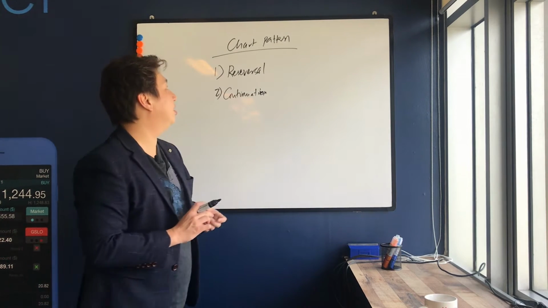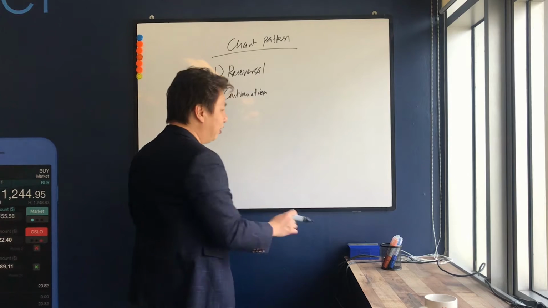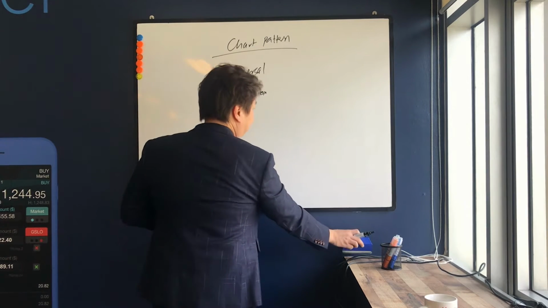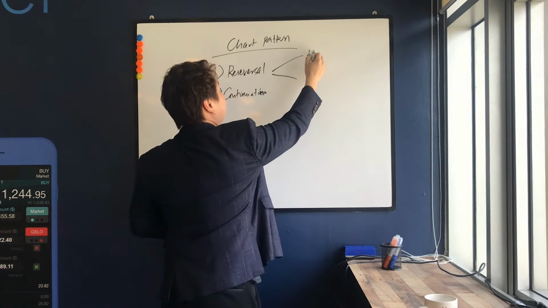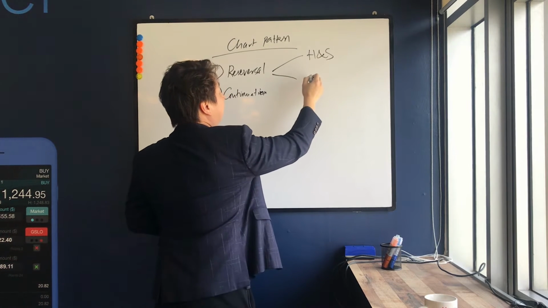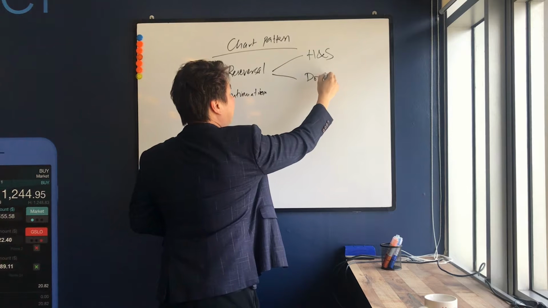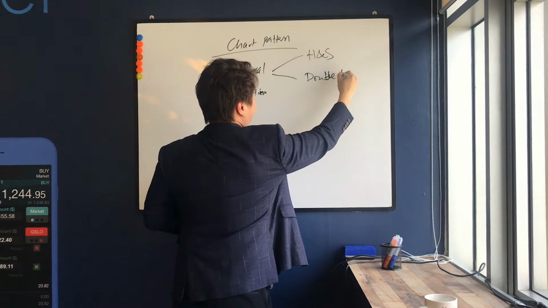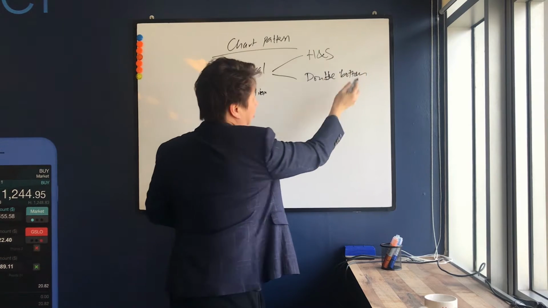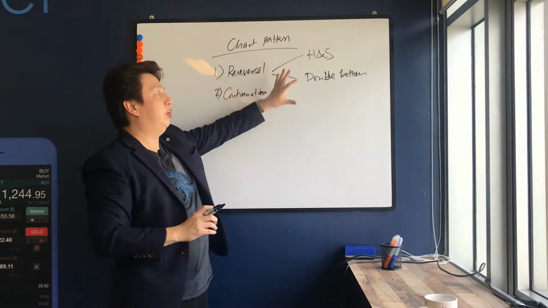First type is the reversal pattern. In terms of reversal patterns, there are things like head and shoulders, double bottom, triple bottom, or double top. All these are considered reversal patterns.